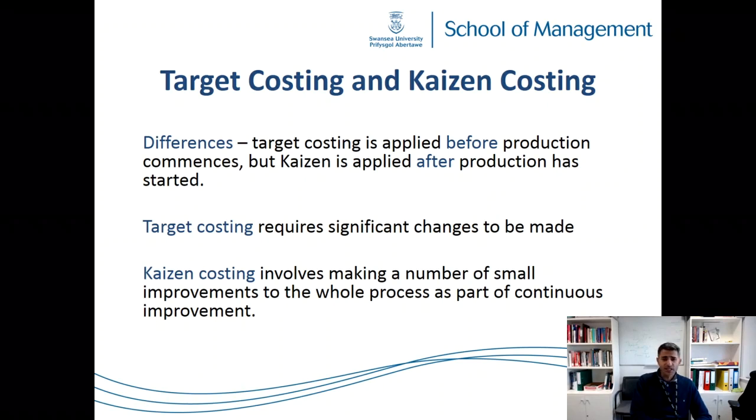In terms of target costing and Kaizen costing, remember that target costing requires significant changes in how to reduce the cost, for example changing supplier, changing material, or replacing with lower cost material, but don't compromise the quality. Quality should be the same. Low skills labor, value engineering, if you remember. But when it comes to Kaizen costing, we focus on small improvements to the whole process as part of continuous improvement. So this is called Kaizen costing.